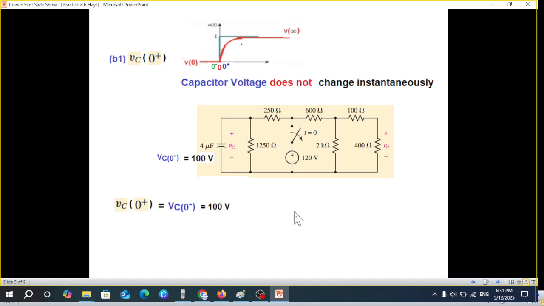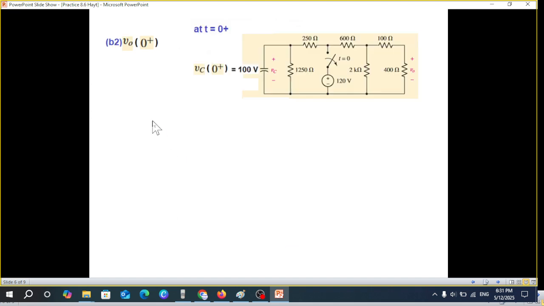So part B1 is done, and we take the third part, and then again the right hand side, with a similar technique. Now that the switch is open, we can treat this to be the source present.